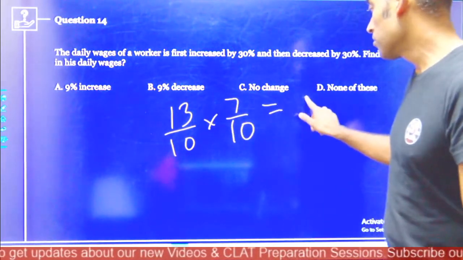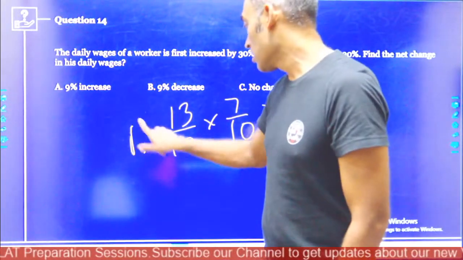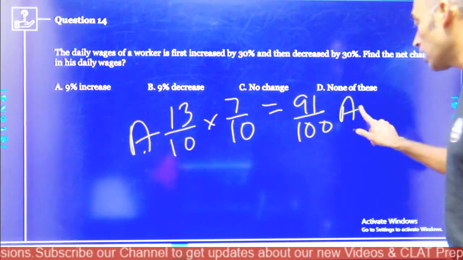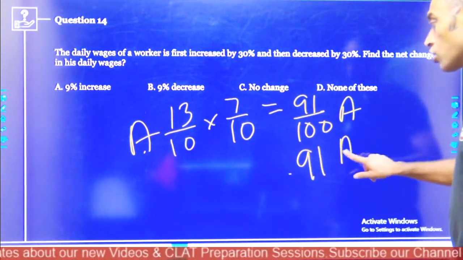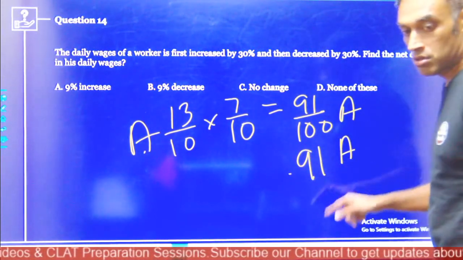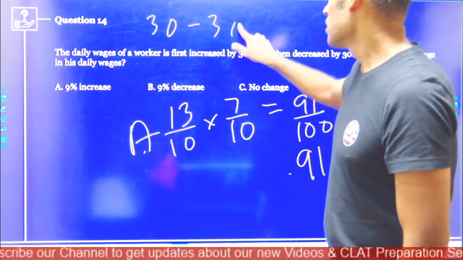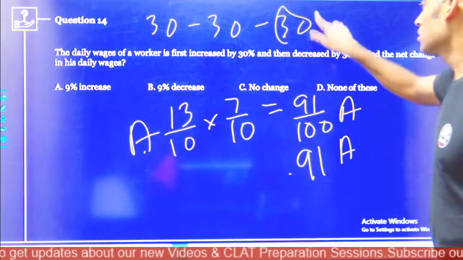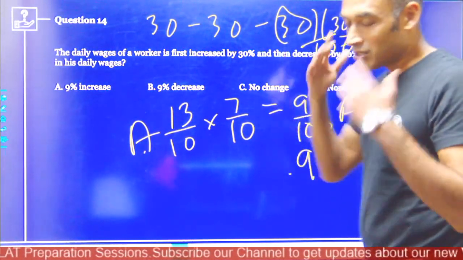So, my number will become 91 by 100, right? So, if the number is A, it will become 91 by 100 of A, or it is 91%. So what is the drop? The drop is 9%, right? Or I can use the formula A minus B minus AB by 100. Or better still, just do it in the head.